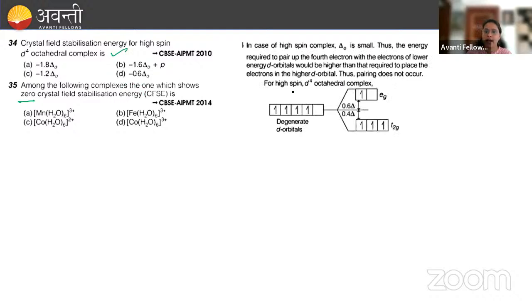So first problem, in a high spin complex for d4, what will happen? It is a high spin, right? So first of all, the lower orbitals will get filled. Since it is high spin, the next electron will go into the upper level.